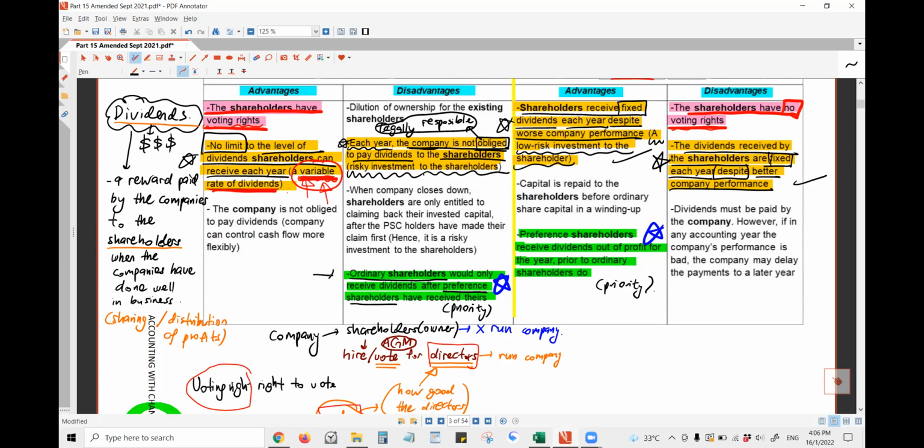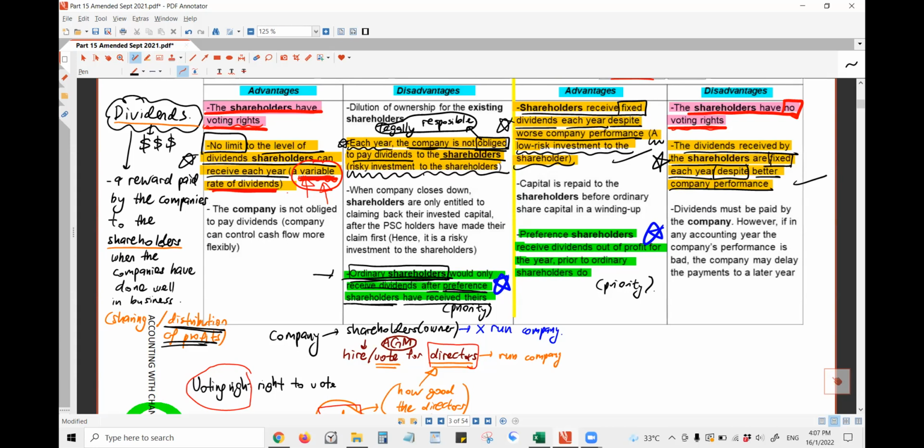So you see this line. Ordinary shareholders would only receive dividends after preference shareholders have received theirs. So it's a disadvantage to ordinary shareholders. Imagine that if there is no more profit for the year to be distributed. Okay, dividends, you see it as distribution of profit. Let's say preference shareholders have received their dividends and the profit for the year has gone to a very low level. And in that case, ordinary shareholders would likely receive no or very low dividends. Okay, you get the idea?